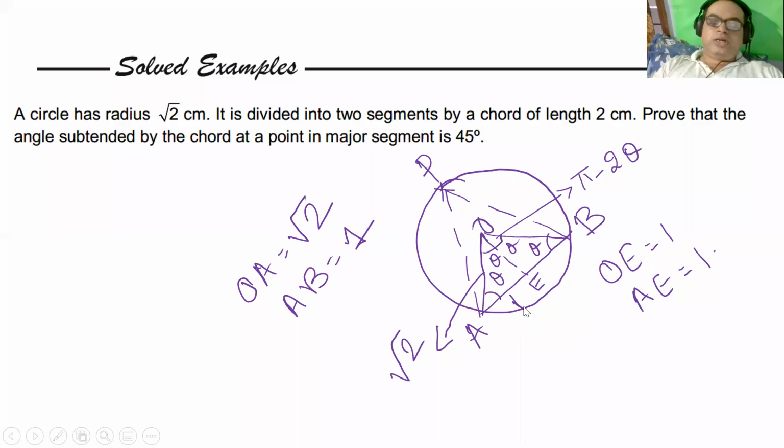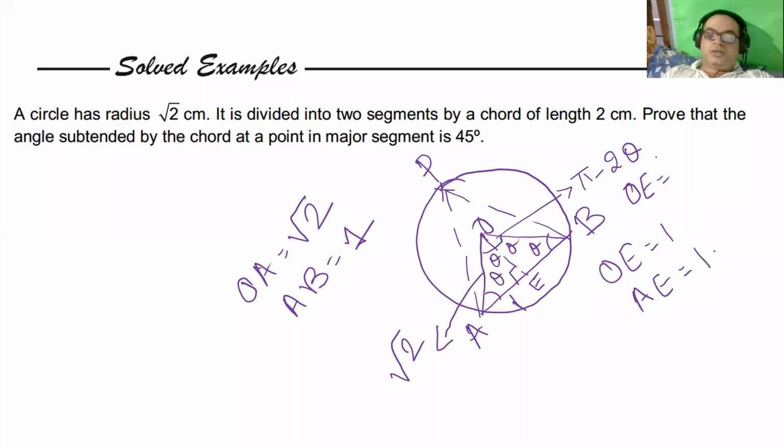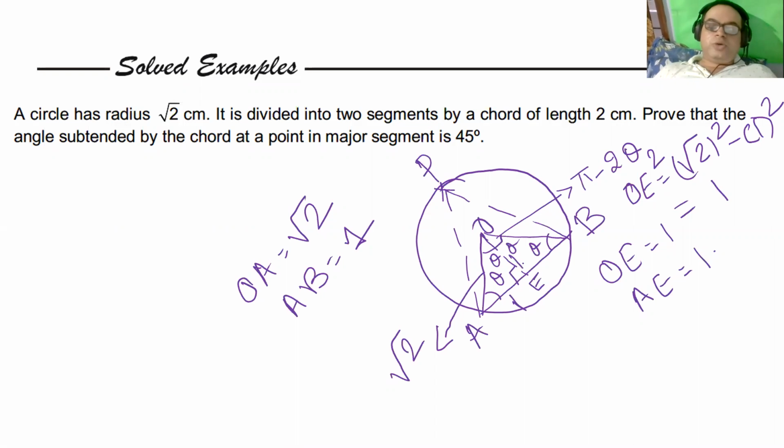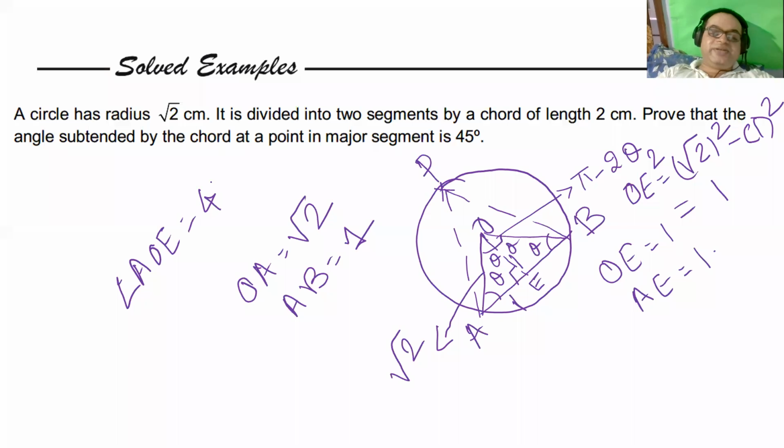And again this will be perpendicular, and by application of Pythagoras theorem I can say that OE square will be equal to root 2 whole square minus 1 square, which is nothing but 1. So OE will be equal to 1. जब OE मेरा 1 आ गया, that means my dear friend, this is a right angle triangle in which the two sides are equal. So this angle AOE will be equal to 45 degrees.